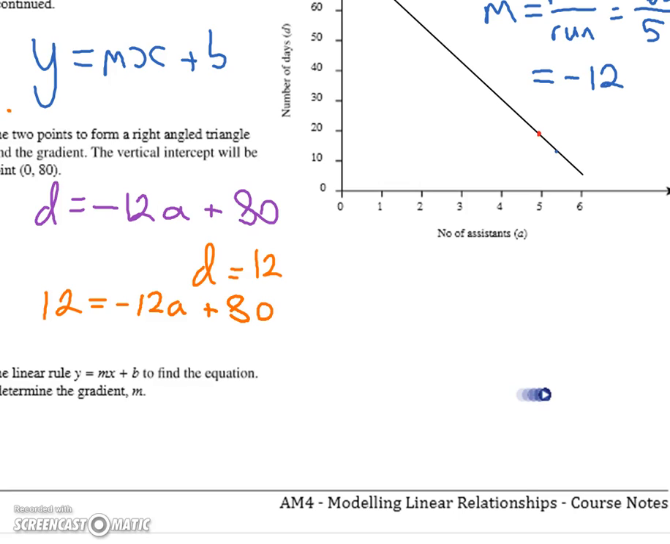Okay, so here we go. We've substituted in. Now what do we do? Solve it. What do we got to do first? We've got 12 equals minus 12a plus 80. So we're ending up with a equals. So what do we got to do first? Take away 80. Even though you're asleep, you got it right. Well done.